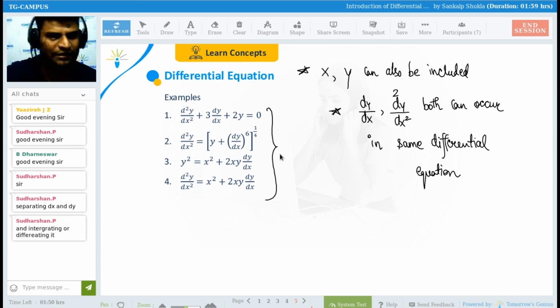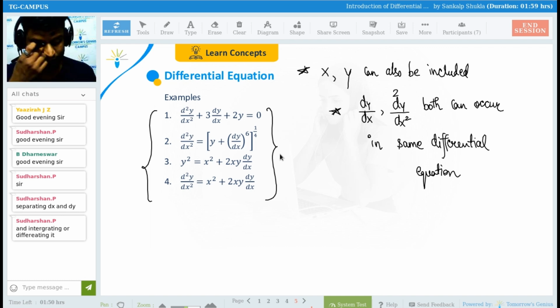All right. So these are some examples of differential equations. Please note down: d2y by dx2 plus 3 dy by dx plus 2y is equals to 0. Second one is d2y by dx2 is equals to y plus (dy by dx plus 6) whole power 1 by 4. All right, I'm sure the idea is clear.